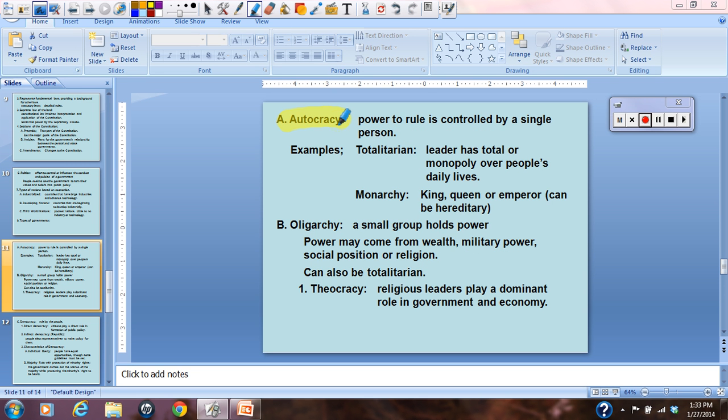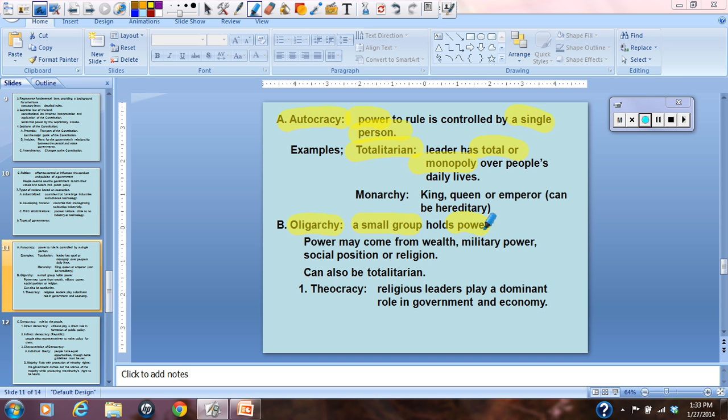All right, so, an autocracy is what? Power in a single person. Totalitarian is, okay, leader has total monopoly. Pay attention to that. I'm not dissing you people, but you know how many kids I have get that wrong? A lot. All you have to look at is the word total. Whereas an oligarchy is a what? Small. An oligarchy is a small group that holds power.